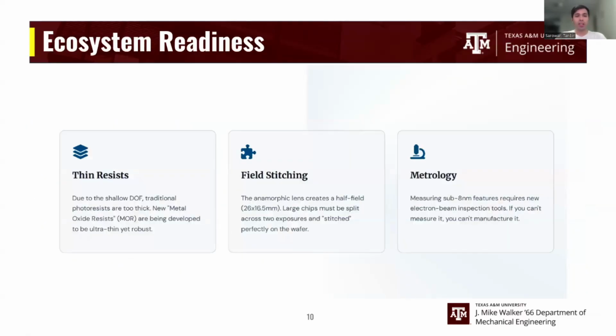Okay, so finally, the scanner needs to have a better ecosystem to push beyond the critical dimension we have now. And this leaves us with three different points. First is the stochastics. We deal with random printing failures due to photon statistics. So we need thinner photoresist. And we need stitching. Since we print half fields, we have to stitch the left and right sides of the large chip together. And finally, the metrology. If you cannot measure something, you cannot manufacture it.